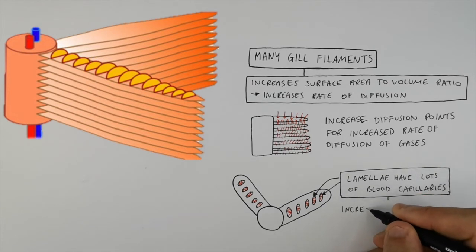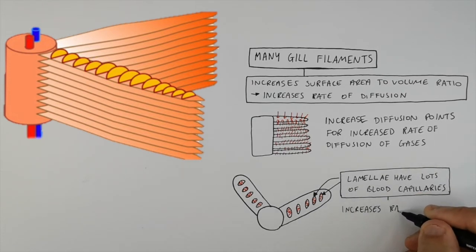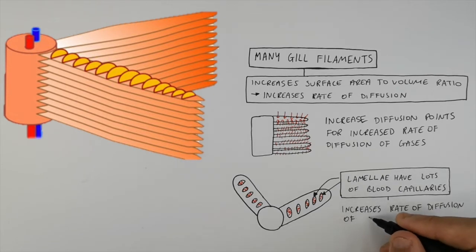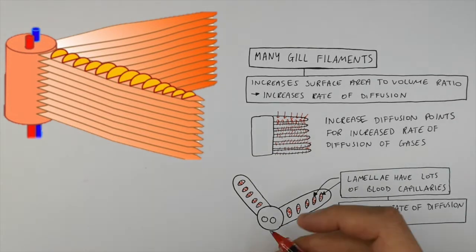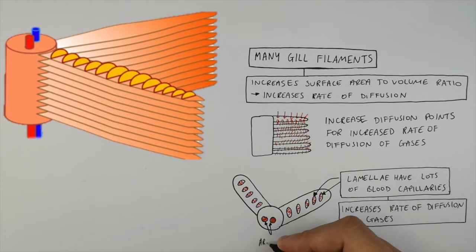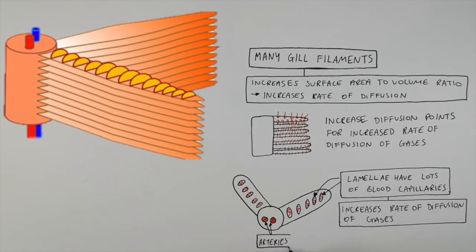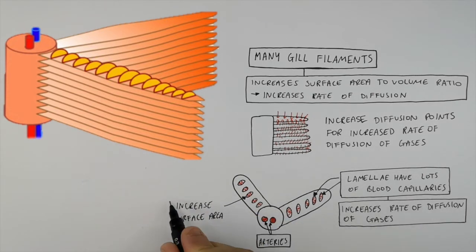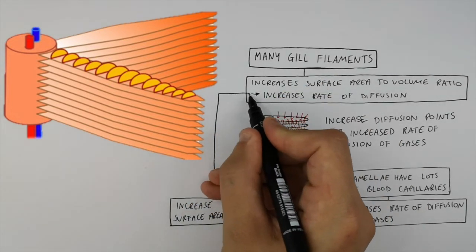Because the more capillaries there are, the more surface area there will be for oxygen to diffuse into the capillaries from the water, and a higher surface area for carbon dioxide to diffuse out of the blood capillaries into the water. These are the arteries of the gills, which supply the gills with blood and take blood away from the gills. So remember, the lamellae have an increased surface area, which will therefore increase the rate of diffusion of gases.